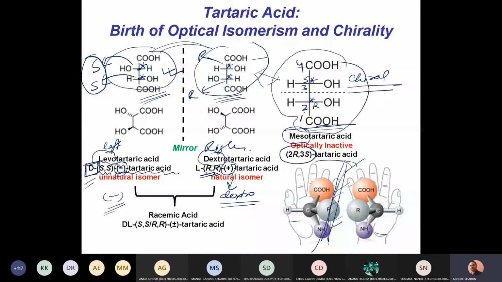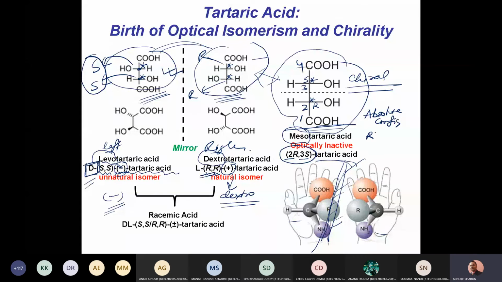So what I'm trying to tell you is how we can explain exclusively about this particular carbon, how we can distinguish these two. We can use absolute configurations. And one of the examples is RS configurations.